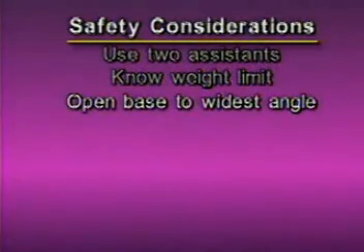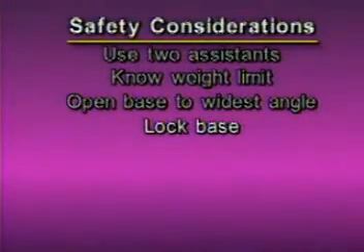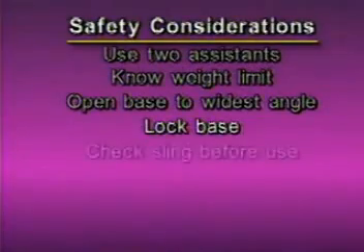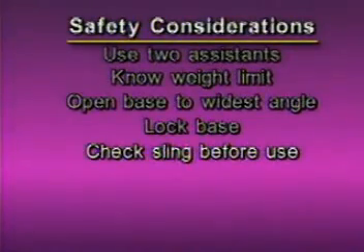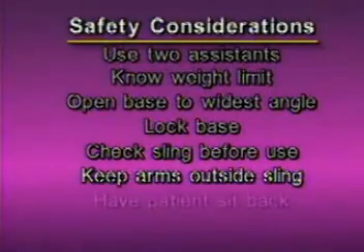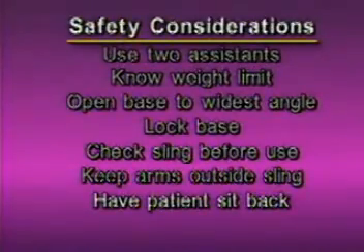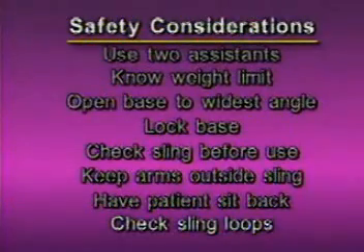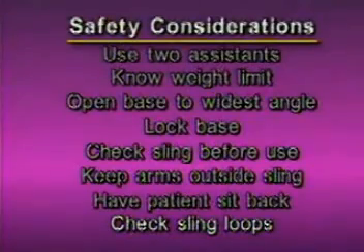The base should be open to its widest angle to give the machine a wide base of support. Lock the base while preparing to lift the patient. The sling should be checked before each use to make sure it is intact. It's important for patients to keep their arms on the outside of the sling while they are being lifted. During the lift, instruct the patient to sit back instead of leaning forward. While lifting, check the sling loops to make sure they are connected correctly to the lift.